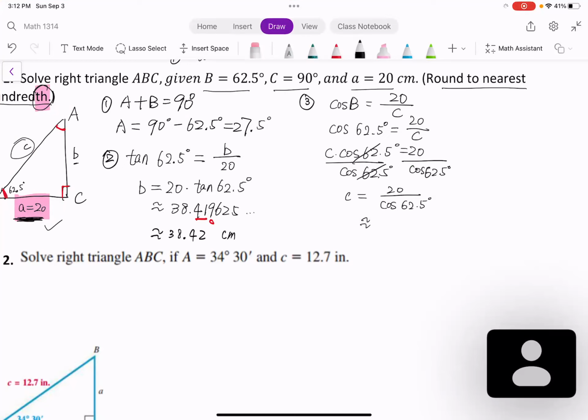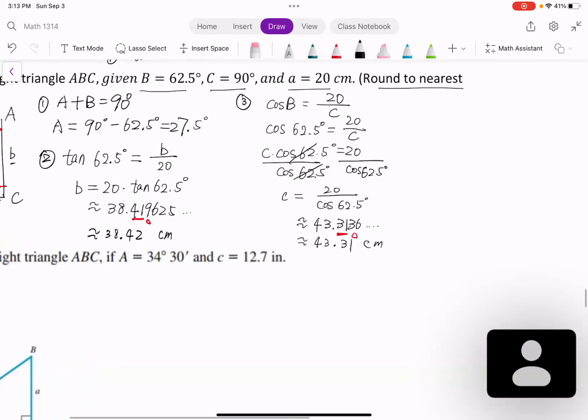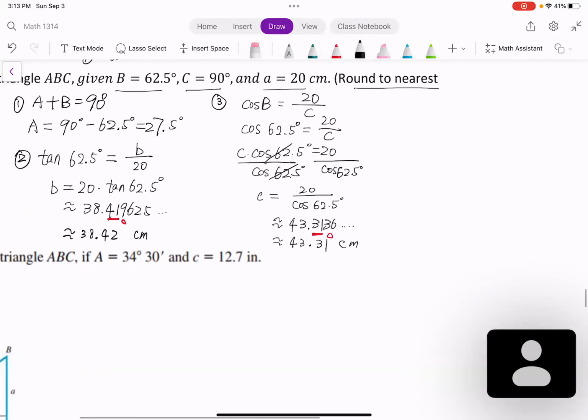So the C's value is about 43.3136 something, but I only keep 2 decimal places. I don't need to list too many digits. So the third digit after the second is 3, less than 5. So my solution is 43.31. This is in centimeters. So I think we solved everything. Then you can write a conclusion.